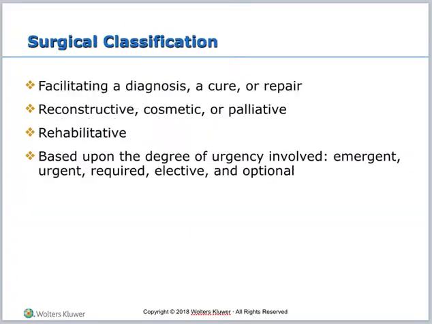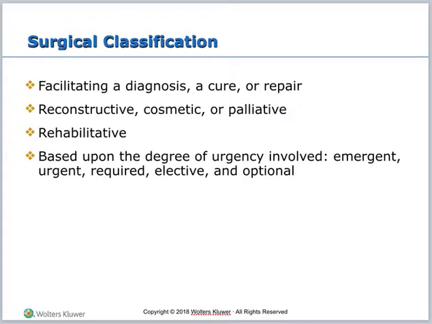There are different types of surgeries. We can schedule a surgery to facilitate finding out a definitive diagnosis. We can do a surgery to cure a problem or repair an issue. There can be reconstructive, cosmetic, or palliative. They can be rehabilitative. There's also degrees of urgency. You can have emergency, urgency, required, elective, optional.